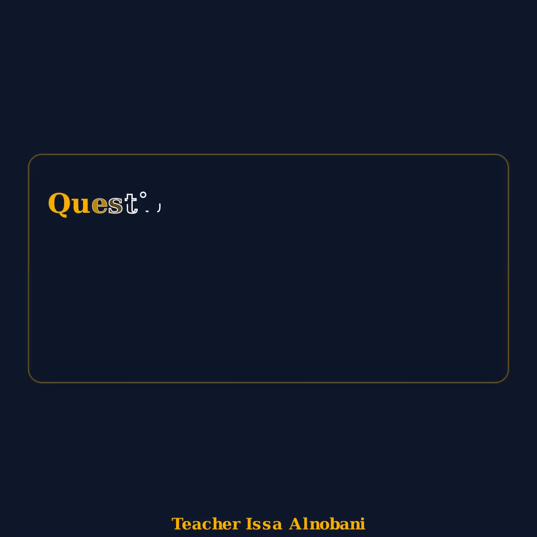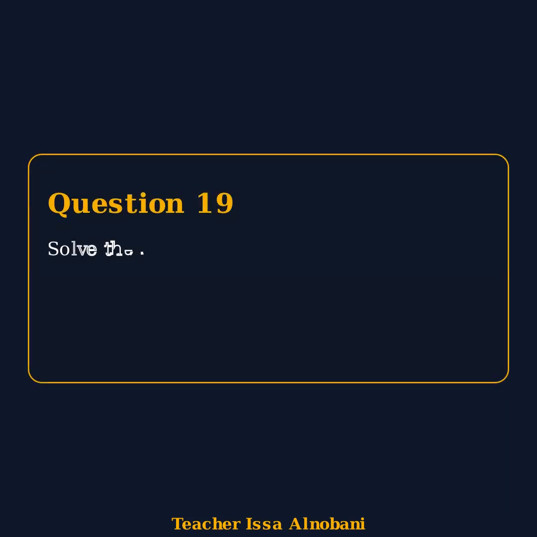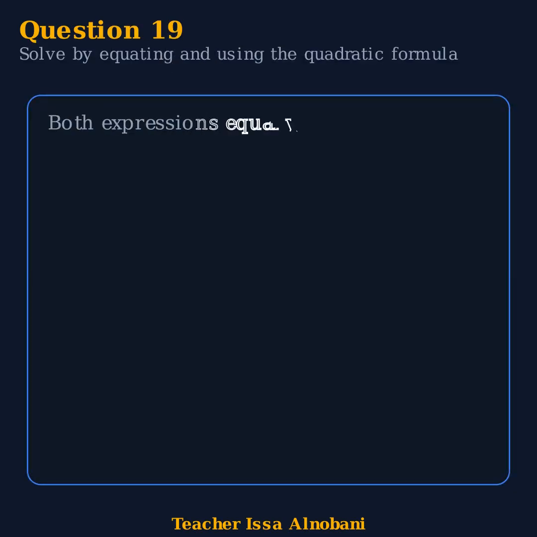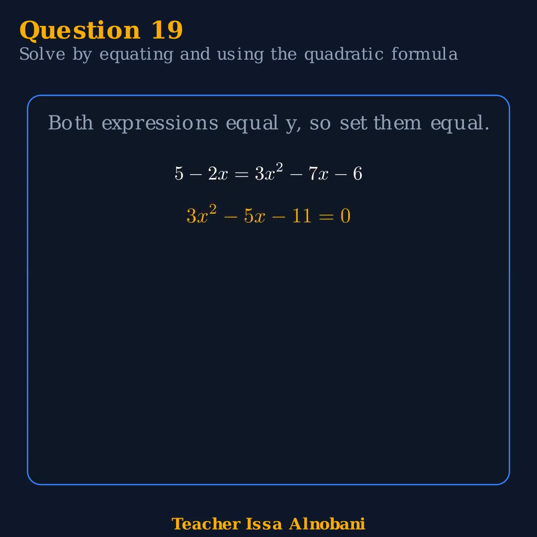Question 19. Solve the simultaneous equations y equals 5 minus 2x and y equals 3x squared minus 7x minus 6. Show all working and give both solutions correct to 2 decimal places. Both expressions are equal to y, so we set them equal to each other. This gives 5 minus 2x equals 3x squared minus 7x minus 6. Move everything to one side to obtain 3x squared minus 5x minus 11 equals 0.